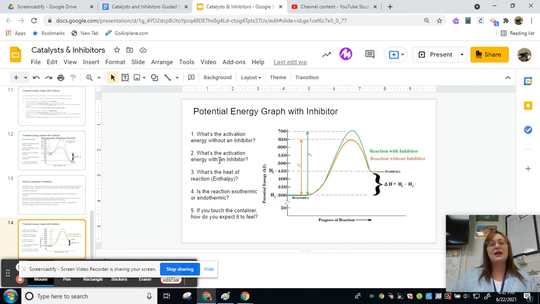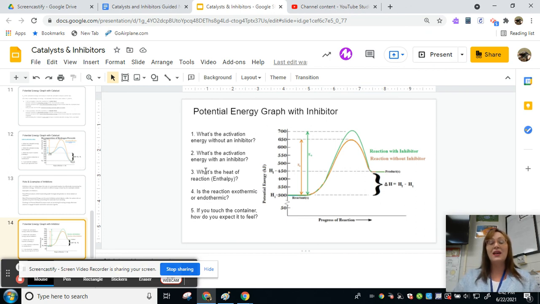Number 2, what's the activation energy with an inhibitor? Now remember, last time, our activation energy was less when we had a catalyst. So let's see what it is now. Okay, with an inhibitor, I have to get up to the activated complex at the top of the green hump, which is 700 kilojoules. My reactants already have 300 kilojoules. So the activation energy would be how much energy the reactants have to gain. So 700 minus 300 would be 400 kilojoules. So number 2, the activation energy with an inhibitor is 400 kilojoules.